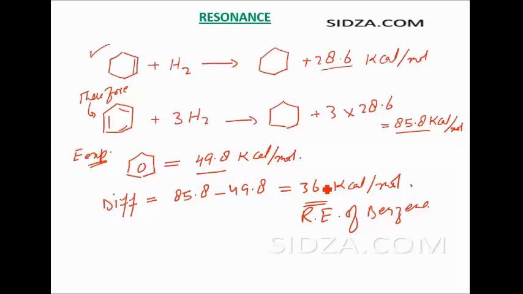That means benzene has energy about 36 kilocalories per mole lesser than what we were expecting. So that means benzene is more stable than what we expect, right? The resonance energy of the benzene molecule is 36 kilocalories, by which the benzene molecule gets stabilized. The more the resonance energy, the more the difference here, the more will be the stability. Let's take some other examples of molecules which undergo resonance.